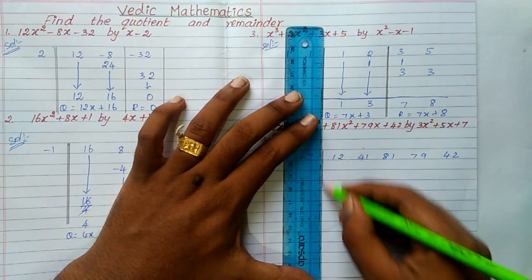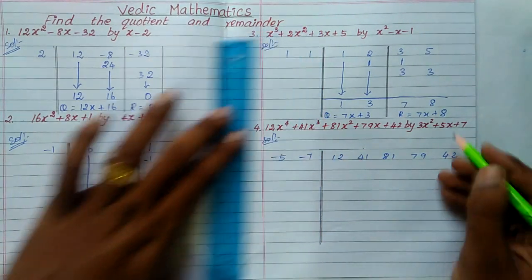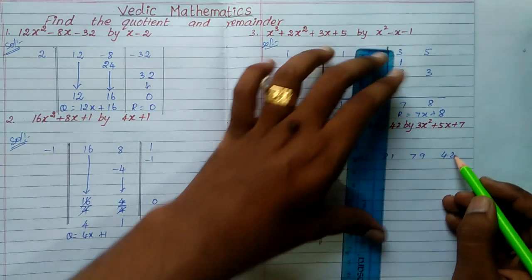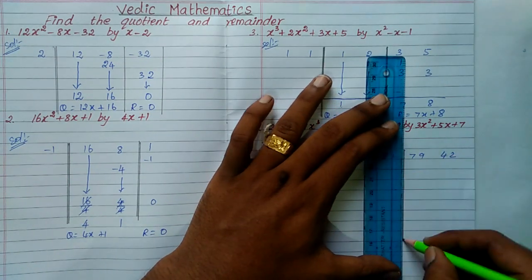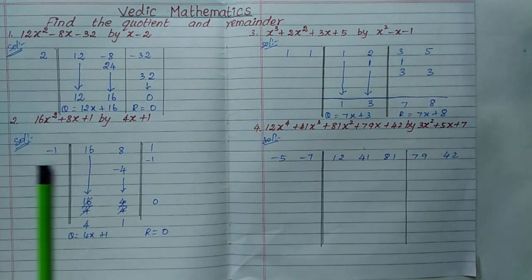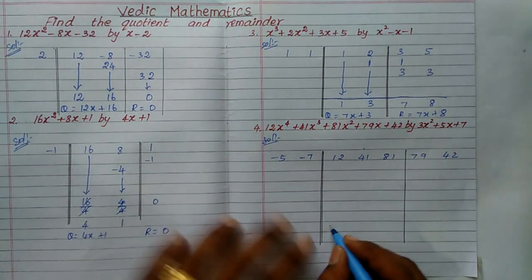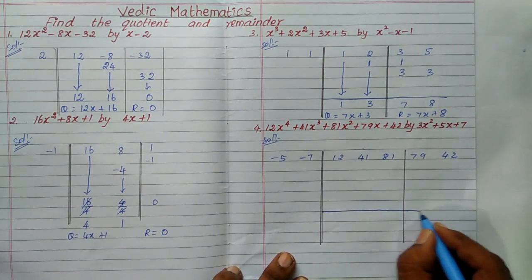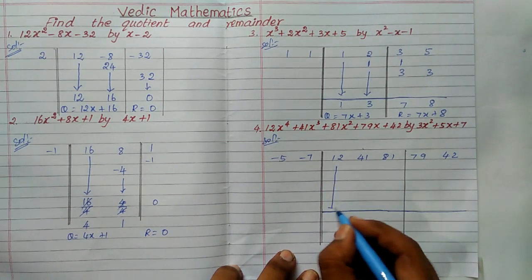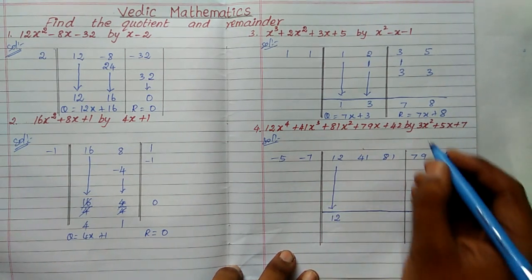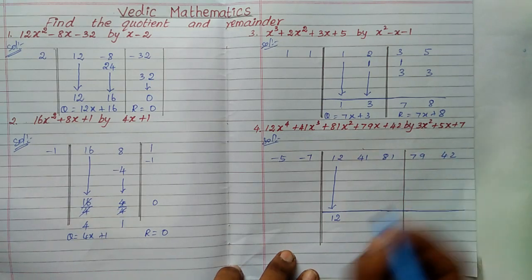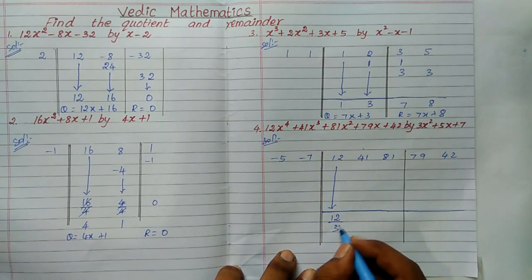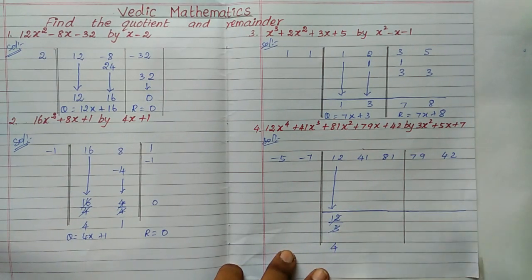The division part, and here totally 3 terms are there, so the remainder will get only 2 terms. Now take 12 here. Now coefficient of x square is 3. So 12 divided by 3, if we cancel, 4. Correct.